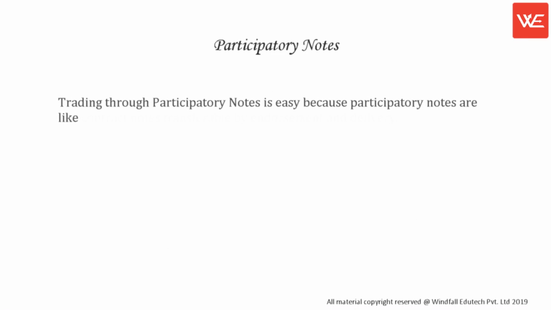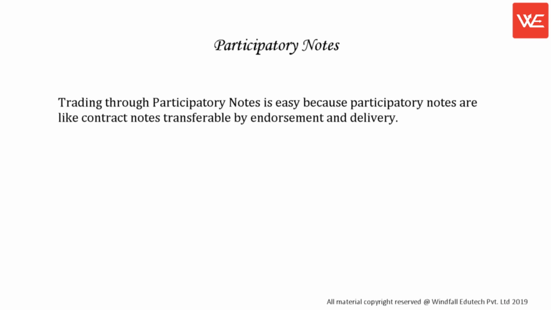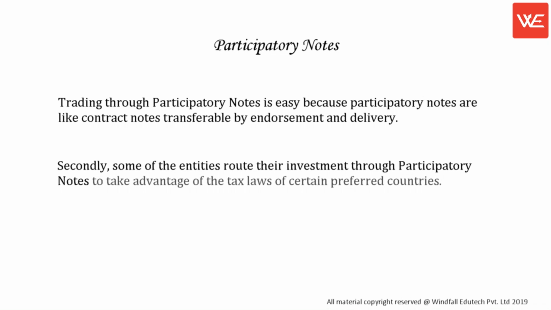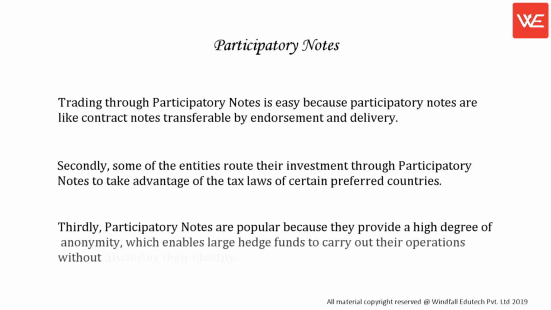Trading through participatory notes is easy because participatory notes are like contract notes, transferable by endorsement and delivery. Secondly, some of the entities route their investment through participatory notes to take advantage of the tax laws of certain preferred countries. Thirdly, participatory notes are popular because they provide a high degree of anonymity, which enables large hedge funds to carry out their operations without disclosing their identity.